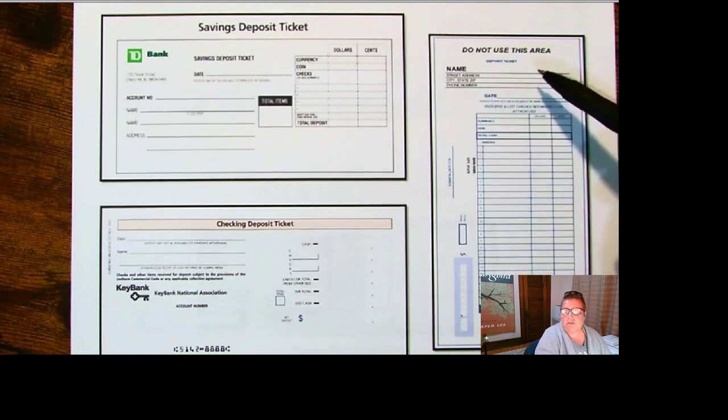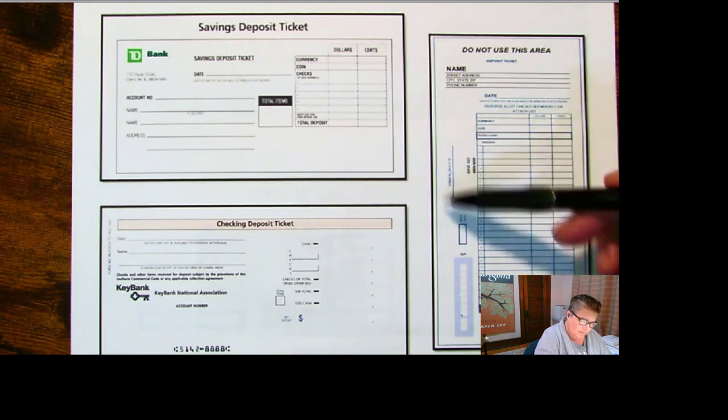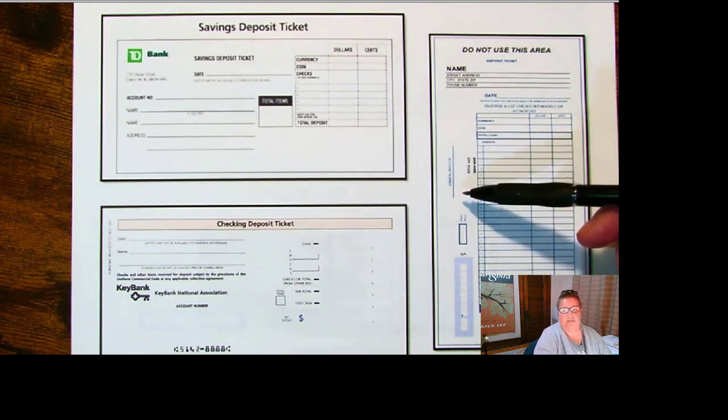Notice that this one also has your name. It actually asks for the street, city, and phone number, as well as the date. The account number is over here on the left.